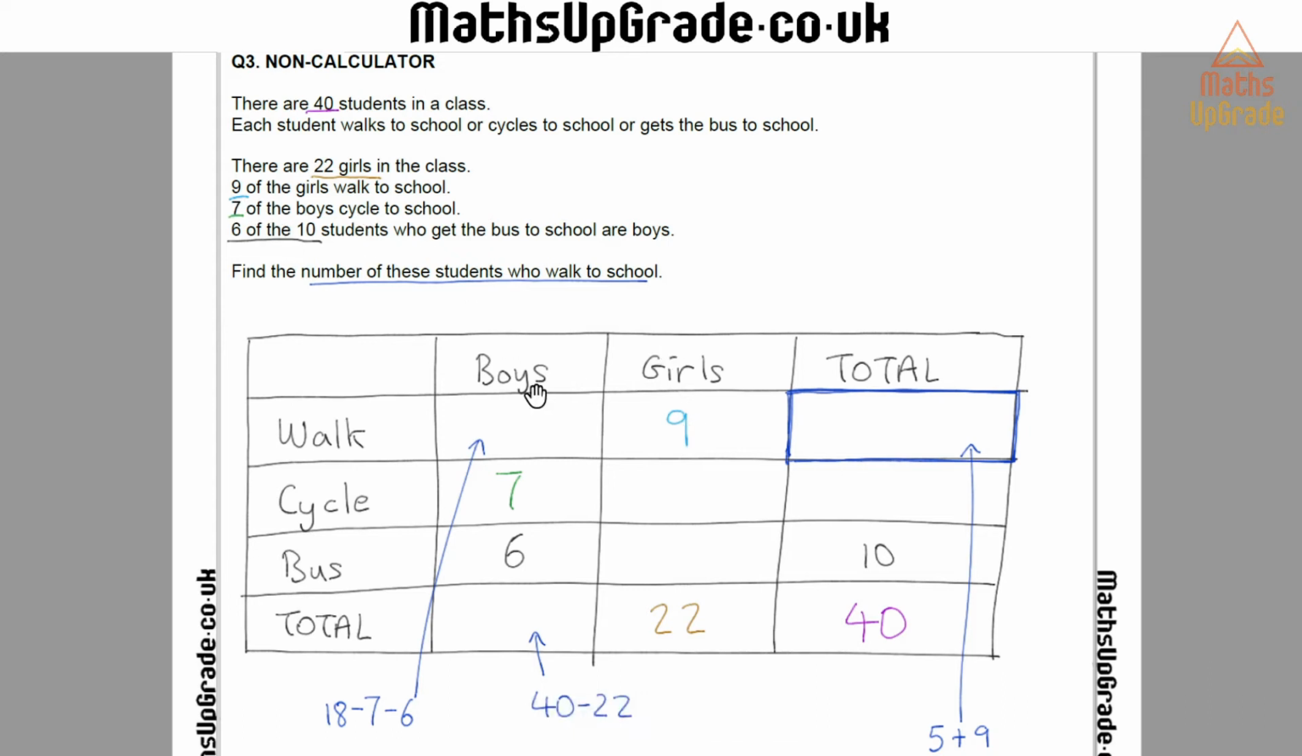7 boys cycle. Boys that cycle is 7. 6 of the 10 students who get the bus are boys. So 10 students get the bus in total, so 10 total. 6 bus is boys. Okay.